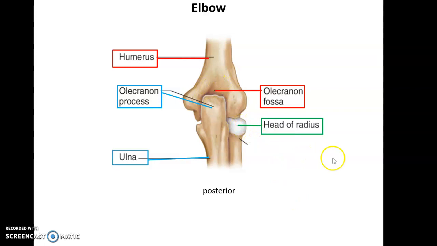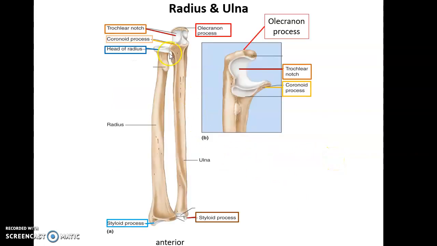And here's the head of the radius. So, radius is the lateral bone in the forearm. Ulna is the medial bone. The ulna has this little U-shaped smooth surface called the trochlear notch. Trochlear notch fits around the trochlea. Then there's this large piece of bone sticking out superiorly and posteriorly called the olecranon process, actually the point of your elbow. And then there's this other bit of bone sticking up called the coronoid process. So olecranon process, trochlear notch, nice and smooth, and coronoid process.